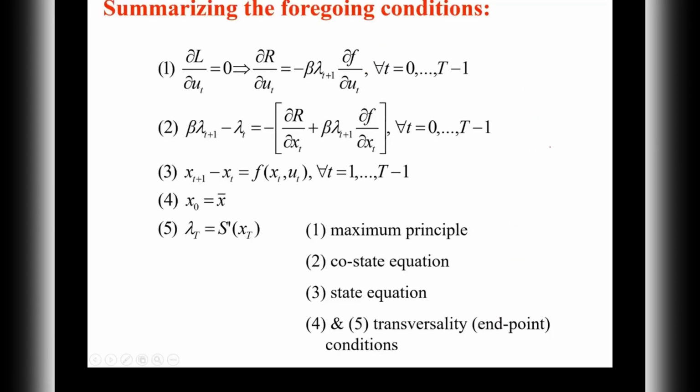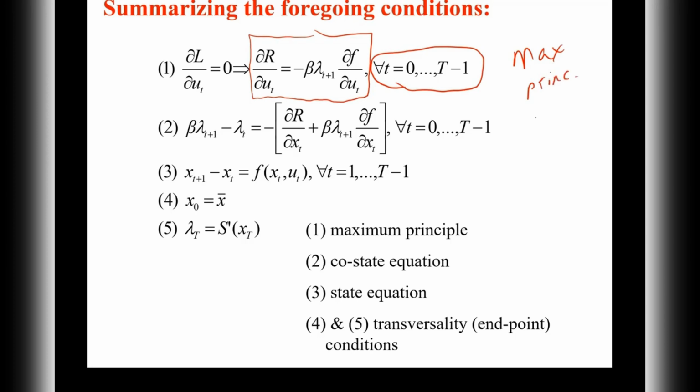So we can summarize the foregoing conditions by, as you see, taking the partial of the Lagrangian with respect to ut and setting them all equal to 0, and then we get this generalized expression once we've rearranged it, which gives us this one. And we note that it's for all t from 0 to T minus 1. Then we can do the same thing when we've taken the derivatives with respect to the state variable. So these are the co-state equations. So 2 is the co-state equations, 1 is the maximum principle, and these are the state equations back.